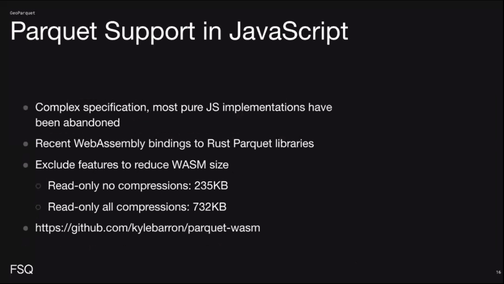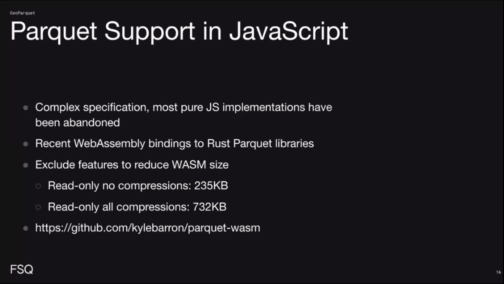So Parquet is a really complex specification. It has lots of different compressions and encodings. There have been attempts at pure JavaScript implementations of Parquet, but they've by and large been abandoned. So in the winter, I started hacking on WebAssembly bindings to the Rust Parquet library, and by now they seem to be working pretty well. So I have this repository that is efficient for decoding and writing Parquet from the browser.